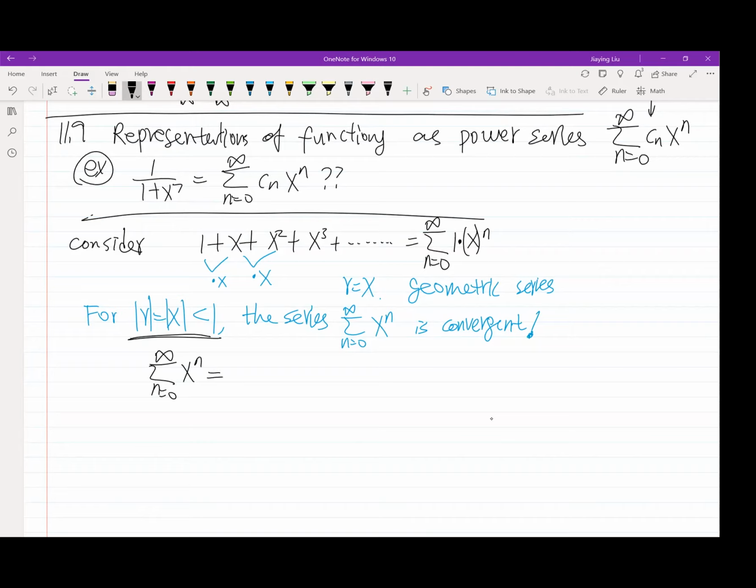The series has a really nice formula, which is a over 1 minus r, where a is the first term. In this case, the first term is 1 and r is x, so 1 over 1 minus x. This gives you the sum of the geometric series if the absolute value of the ratio, in this case the absolute value of x, is less than 1. If that's the case, we can use this sum formula.